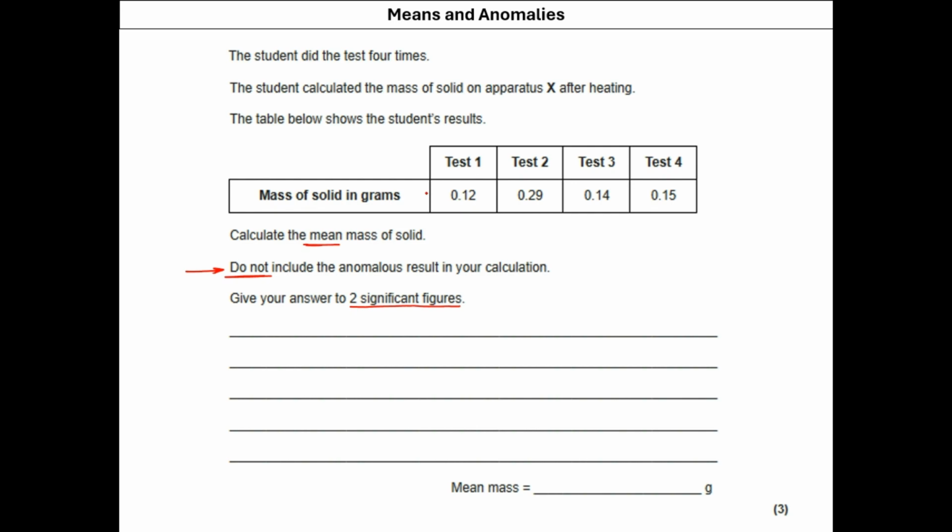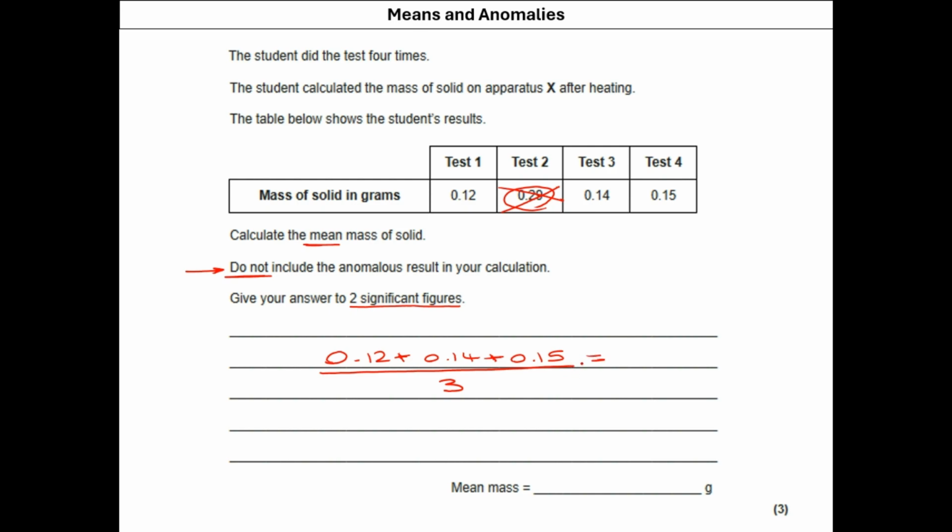So if I look at the results, 0.12, 0.29, 0.14, 0.15. That stands out. That's a lot bigger than the other numbers. So I am going to leave it out like they've told me to. So I am simply going to work out the mean of test 1, test 3, and test 4. Now, to calculate the mean, you add up your values. Apologies about my writing. Then you divide by how many values you've actually added up. So I'm going to divide by 3 because I've added up 3 values.